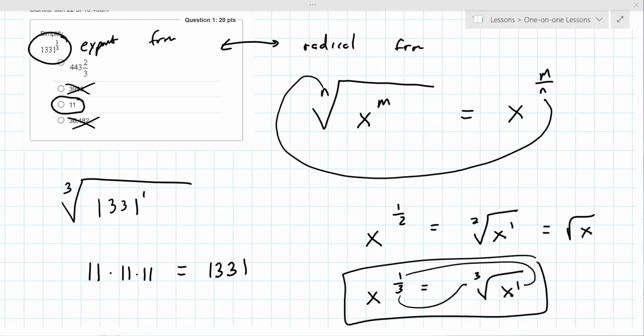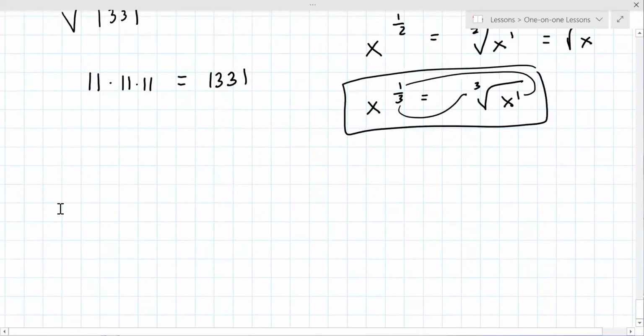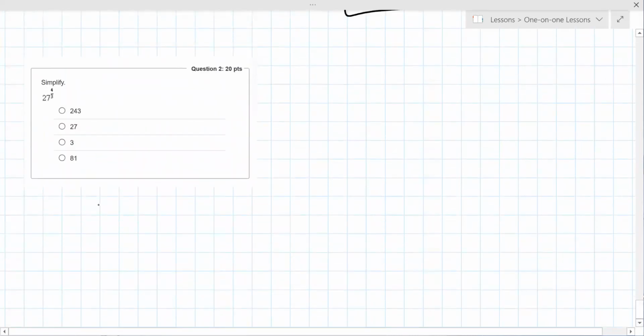Do you have that? Yep. Okay. All right, on to the next question. So the same principle applies here. Like, we can write this as the cube root of 27 to the 4th power. Okay, but this is not simpler. This is maybe more complicated. Would you agree with that?